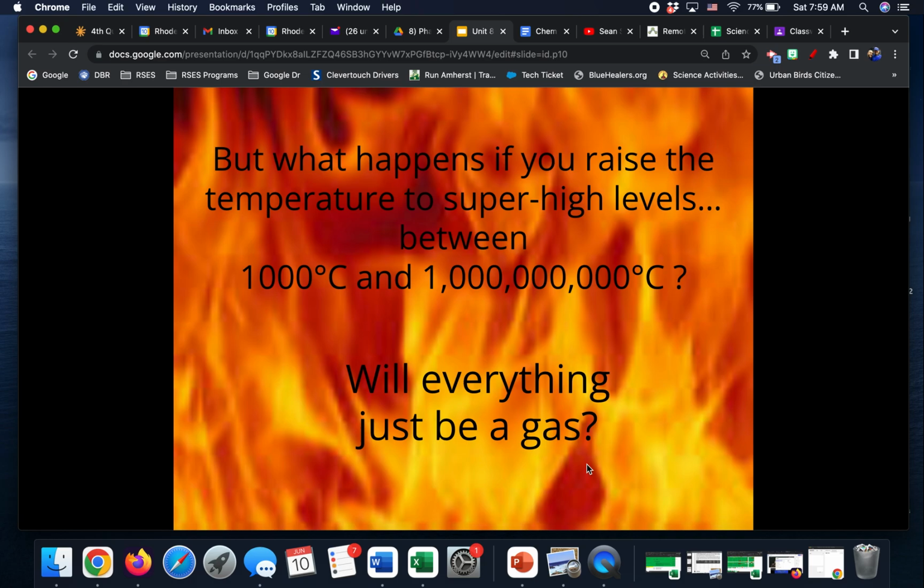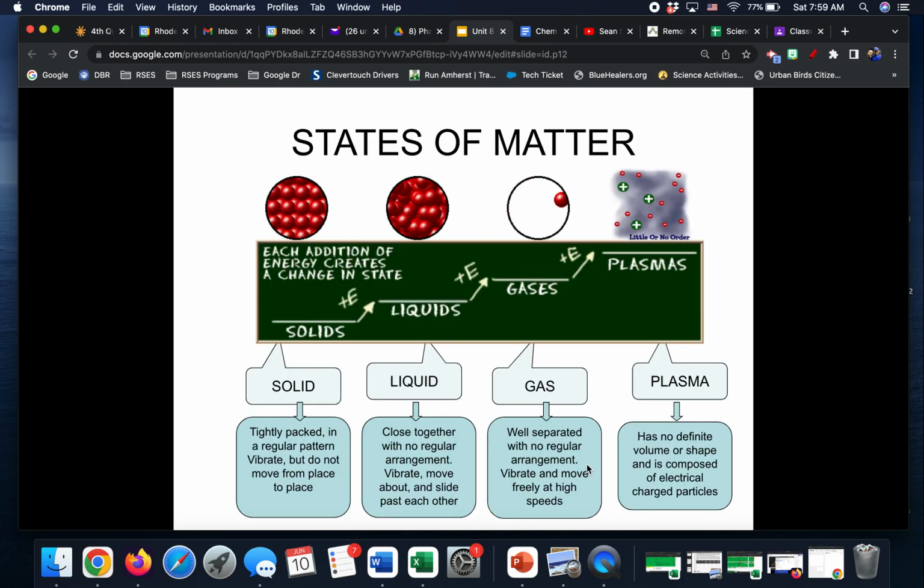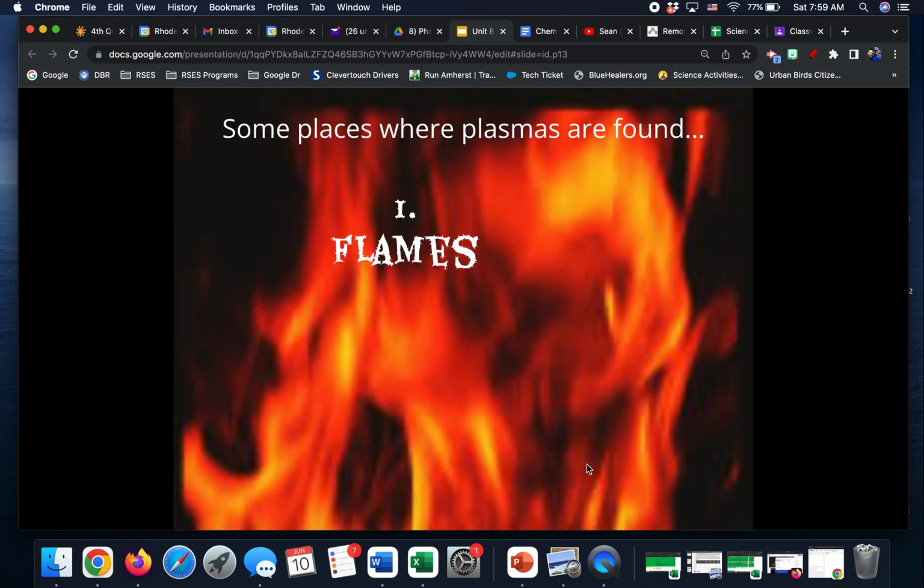What happens if you raise your temperature to super high levels, between 1,000 degrees and what is that, 1,000,000,000 degrees Celsius? Will everything just turn to gas? No, remember we said there's plasma. So don't forget about that plasma. We can heat a gas enough, and it's going to be a crazy amount we'd have to heat it. 1,000 degrees is not easy to get to. It can turn to plasma.